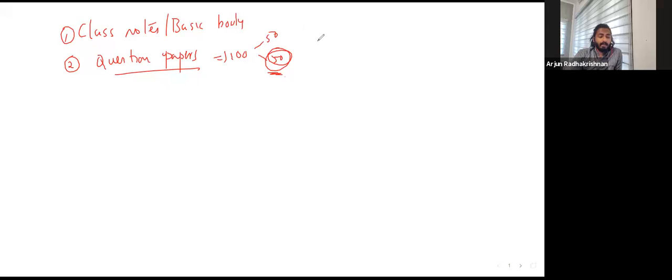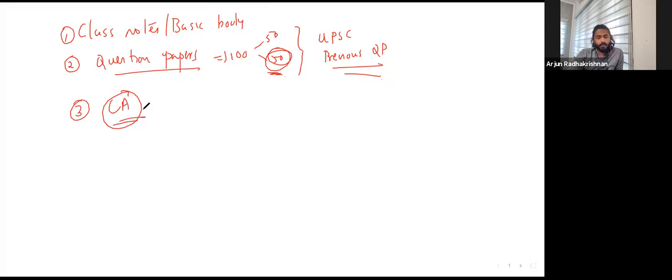Not just academic question papers, you must solve UPSC previous question papers also. You should understand how UPSC is asking questions. What are the ways of elimination in UPSC? You should definitely understand this. And third, I will say current affairs. Current affairs, obviously, is the thing if you have not studied it.